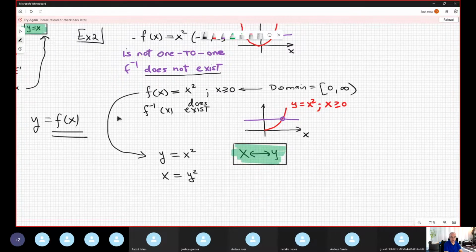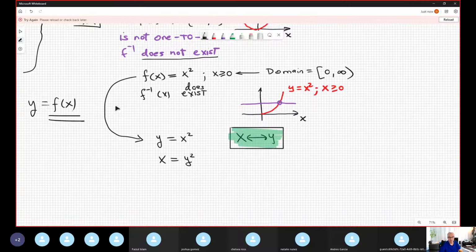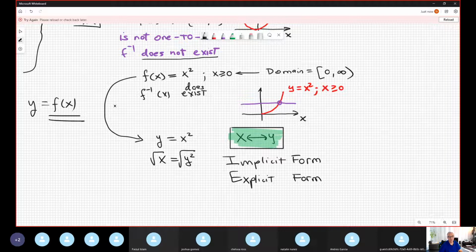Okay, clear. So we found the inverse, but the only problem is that this inverse is expressed in implicit form. And implicit is not clear, never. We need explicit. Explicit is when you isolate the y. Therefore, similar idea, we apply square root to both sides, and we have square root of x equals y. This is the new y, and this new y is the inverse function.